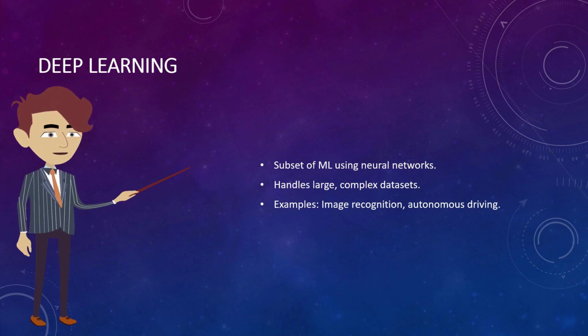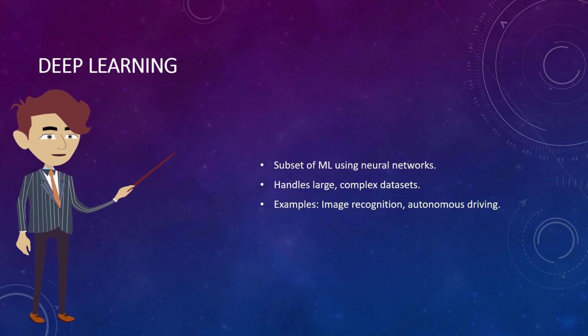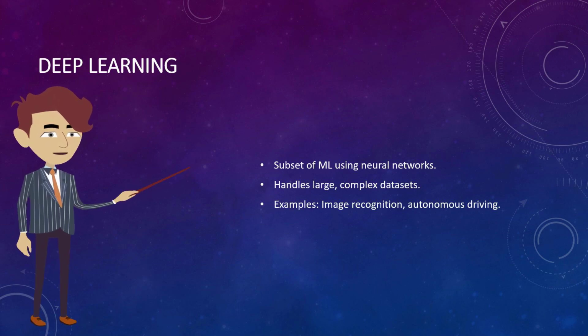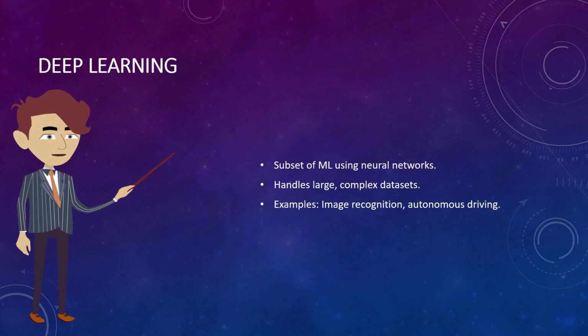So we can call deep learning a subset of machine learning which is inspired by the structure and function of the human brain, specifically how our neurons fire and connect, whenever we are learning something.